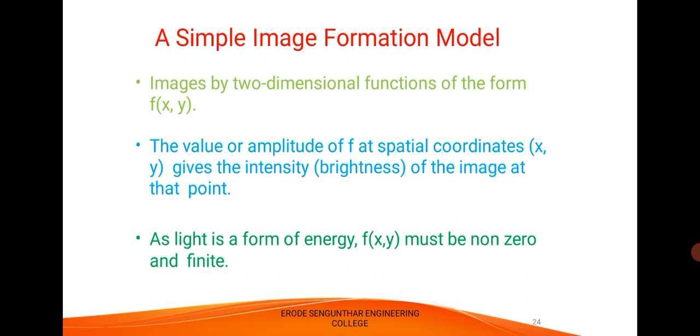When you consider a simple image formation model, images are formed by a two-dimensional function f(x, y), where x and y are the spatial coordinates, and the value of f gives the intensity of the image at that point. As light is a form of energy, f(x, y) must be non-zero and finite.